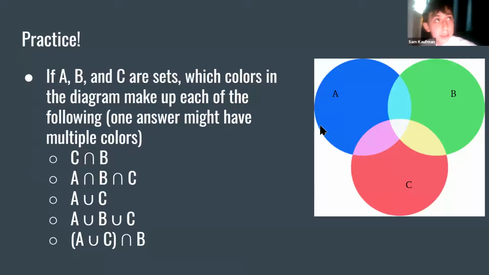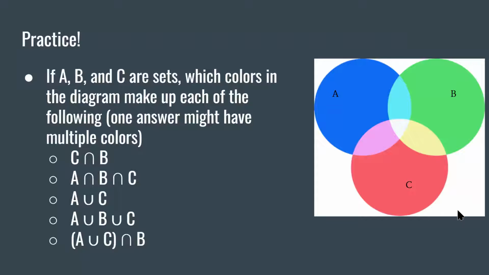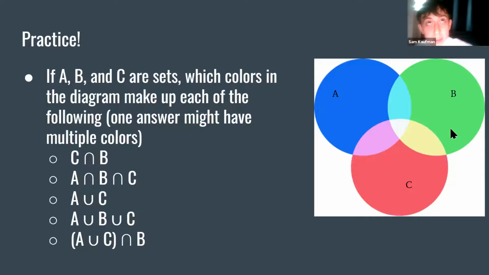All right, now we're going to do some more practice. So here, imagine that each of these circles is a set. And so the blue circle is A, the green circle is B, and the red circle is C. So we're going to do it similarly to before, where someone can tell me how to read C intersection B. And then you're going to tell me which colors in the picture make up that answer, and some of them are kind of similar, but do your best. Yeah, it's going to be C intersection B.